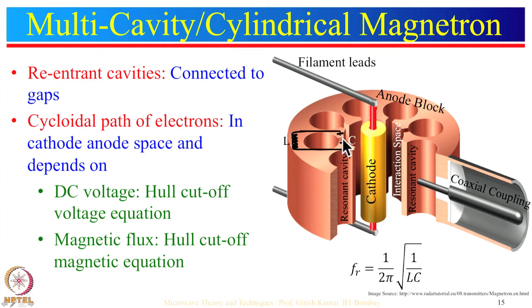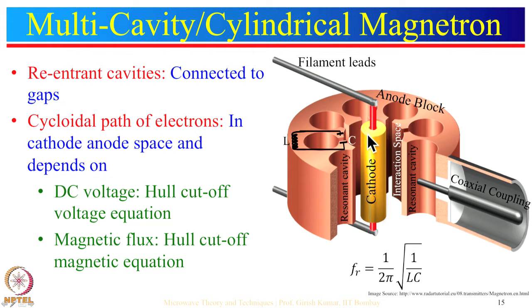The slot which connects the cavity with the interaction region acts as a capacitor, and the cavity walls act as an inductor. The capacitance is determined by the physical dimension of this gap, and the inductance is determined by the physical dimension of this cavity. So, the resonant frequency of this cavity can be determined by the physical dimensions of the cavity.